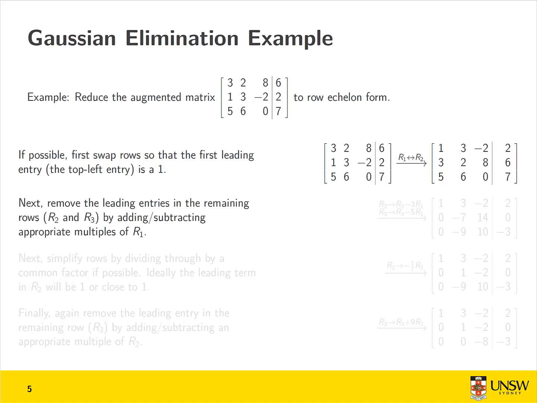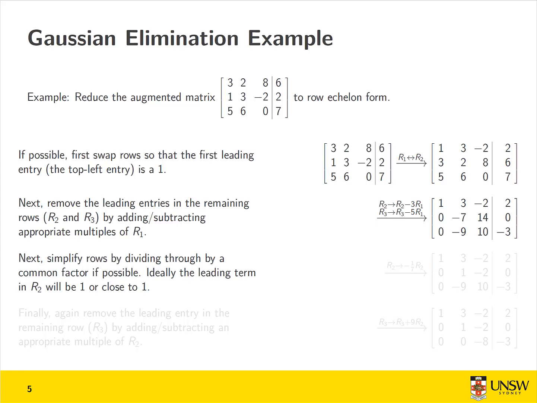Next, to ensure the other rows don't have leading entries in the first column, we should change the first entry in row 2 and the first entry in row 3 to zeros. Because the leading entry in row 1 is now a 1, this can be easily done. We can subtract 3 lots of row 1 from row 2 to eliminate this 3, and we can subtract 5 lots of row 1 from row 3 to eliminate this 5. Because these two row operations affect different rows, we can perform them simultaneously.